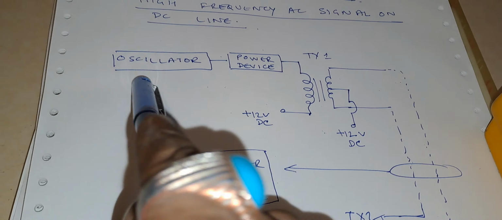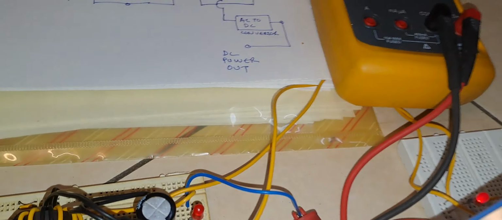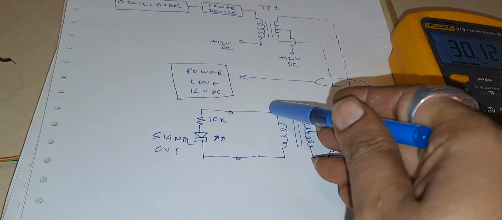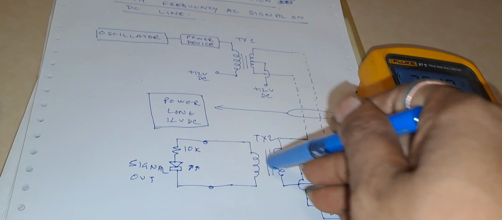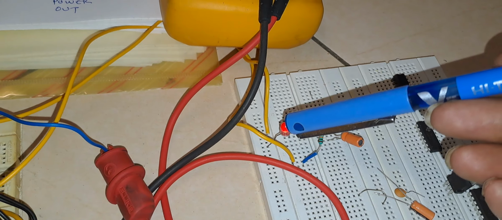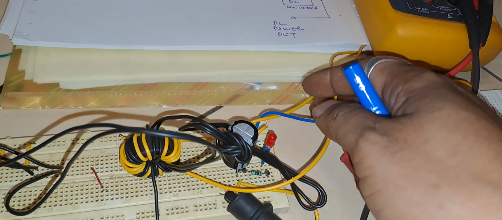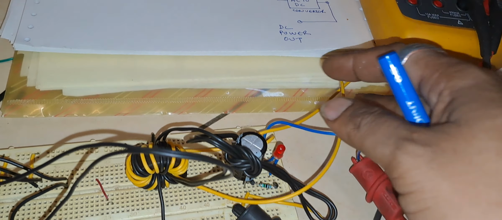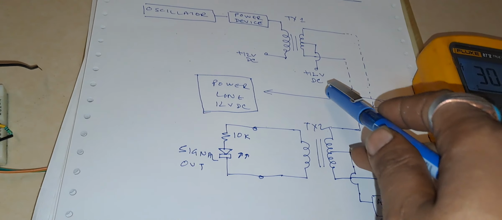But whatever signal I am feeding from this oscillator is coming here. This is the primary winding of the transformer, and on the primary winding I have just connected an LED. This LED will glow based on this frequency. This is the load LED, connected to the primary of this transformer. So from this oscillator data is coming, and finally data is coming out on the power line.